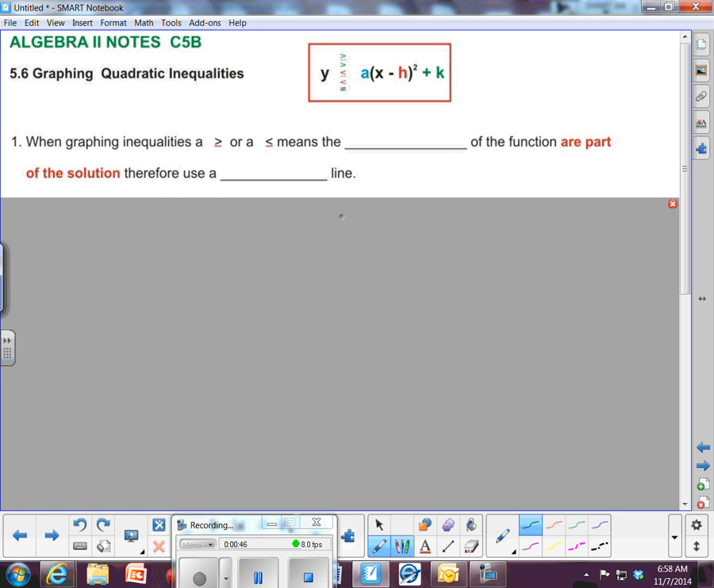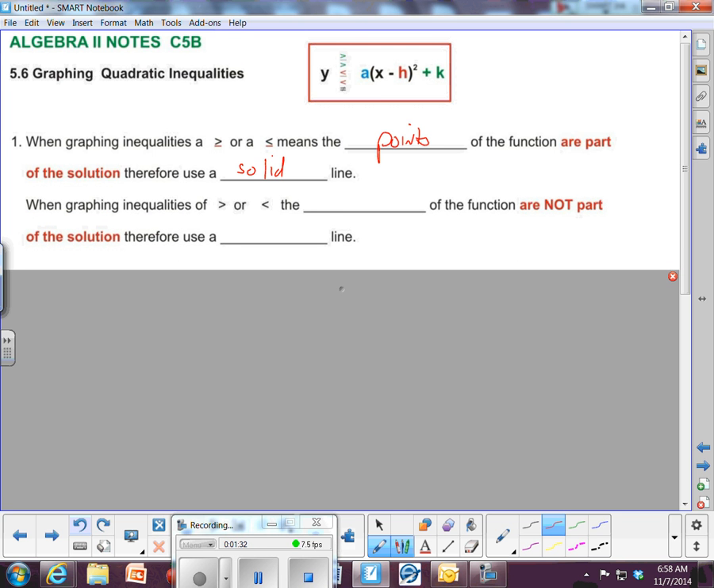Number one, when graphing inequalities, a greater than or equal to or a less than or equal to means the points of the function are part of the solution. That's really important. It means every point along the line makes the inequality true because it's the equal to part. So when graphing a greater than or equal to or a less than or equal to, what kind of line do you use? It's a solid line. And why? Because the points of the function are part of the solution. It's the equal to part.